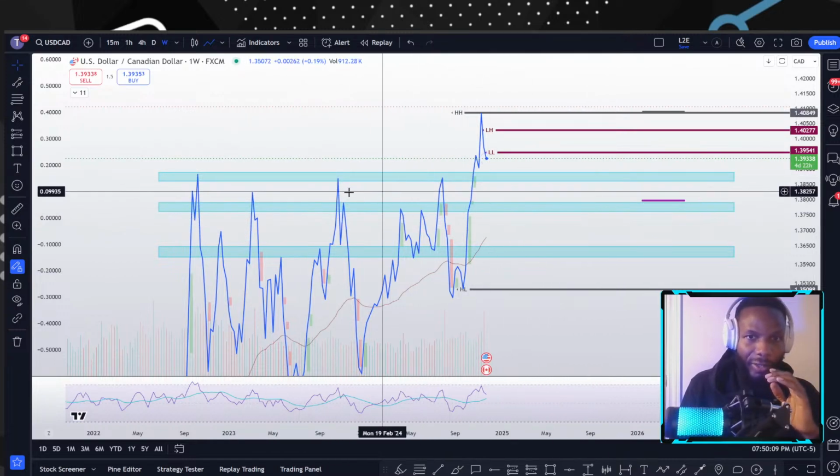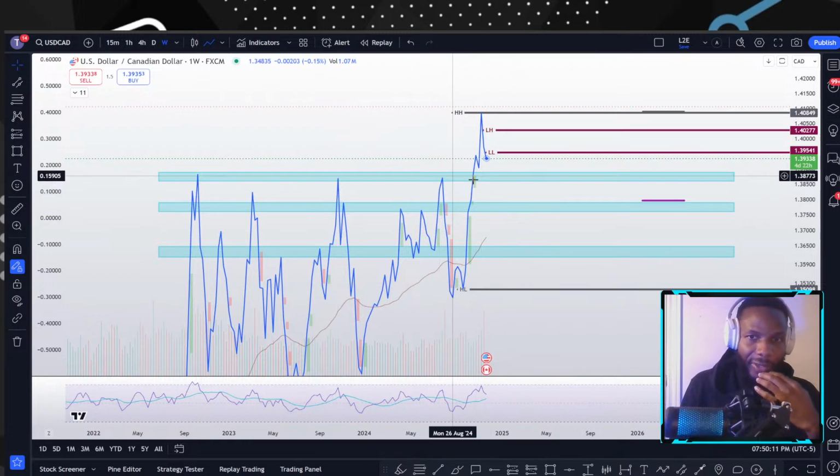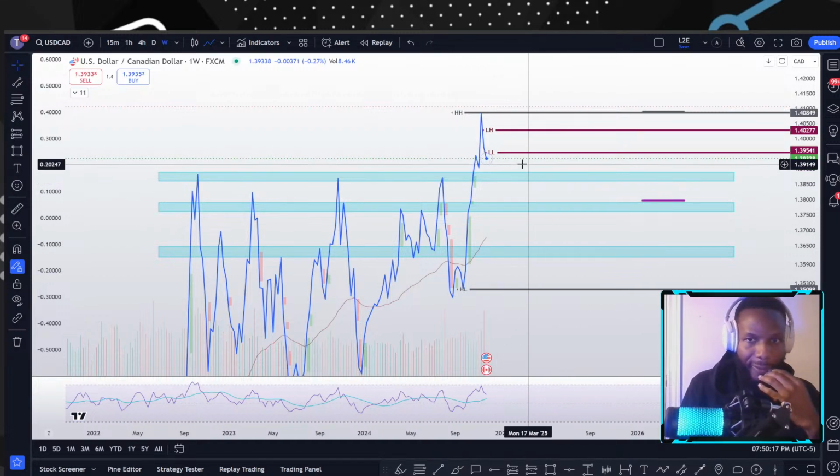All of these areas are good areas, but at the same time you want to see how price is going to react when it gets to one of these areas.